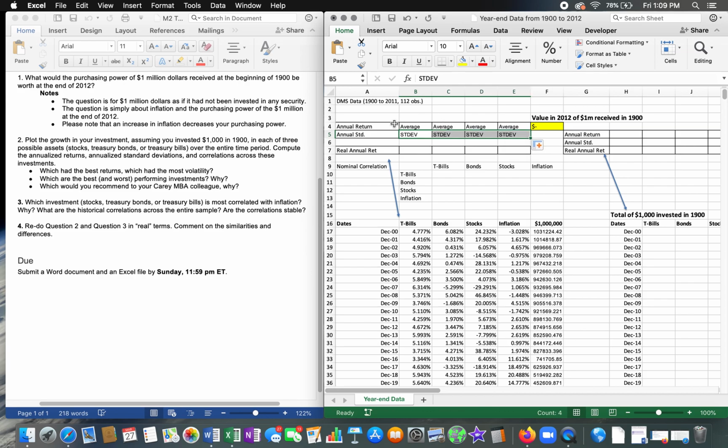And so these figures right here will help you answer which had the best returns and the most volatility. So best returns would be the highest average percentage here, and then the most volatile will be the highest standard deviation here.